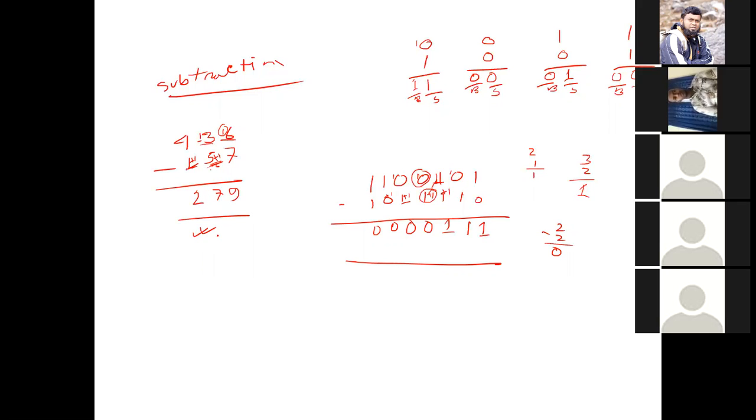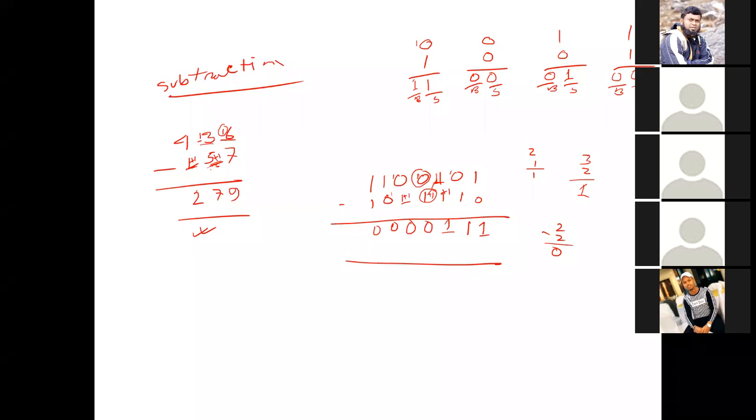Ibrahim, clear? Yes, sir, clear. Another? Mithun? Clear, sir. All are clear? Yes, clear, sir. Okay, now we solve.